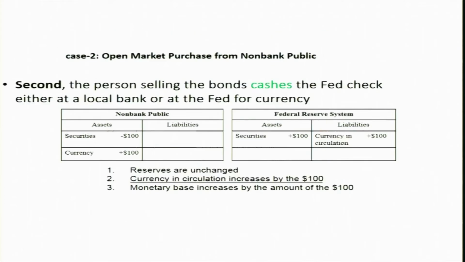Let us see another case. Case 2, again open market purchase from non-general public, but here the person selling the bonds, or the corporation selling the bonds, cashes the Fed check either at a local bank or at the Fed for currency immediately. They are not keeping the proceeds from the selling of this bond in the form of deposit. Instead, they just cash it out, and you can see that for the non-bank public, the securities have declined by $100 and currency has increased by $100.